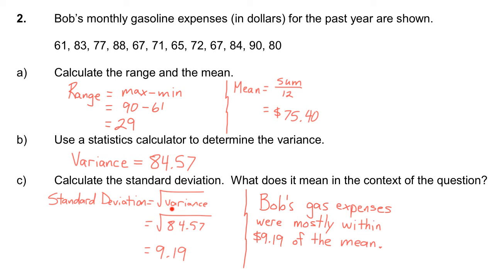So the standard deviation is just the square root of the variance. We already know what that is, so we can just find the square root of 84.57 and we get 9.19. But what does it mean in the context of the question? Well, we're talking about Bob's gas expenses, so Bob's gas expenses were mostly within $9.19 of the mean. The mean was $75.40, so most of the expenses were within this amount of that. They were either $9.19 higher or lower than that, on average.